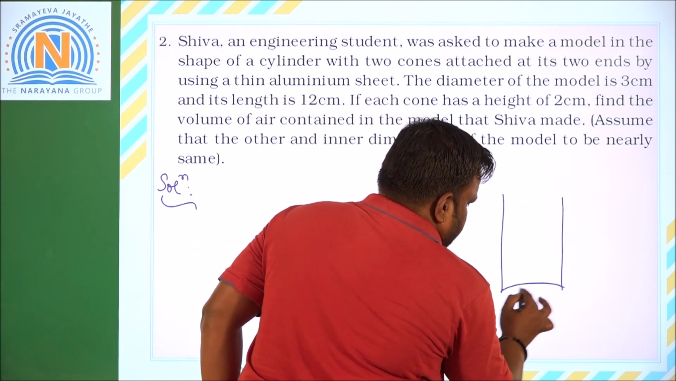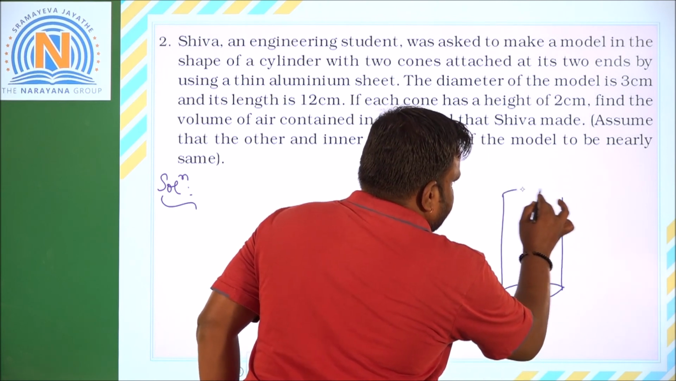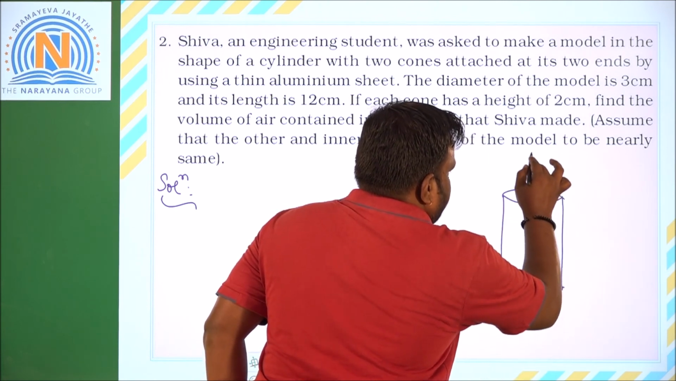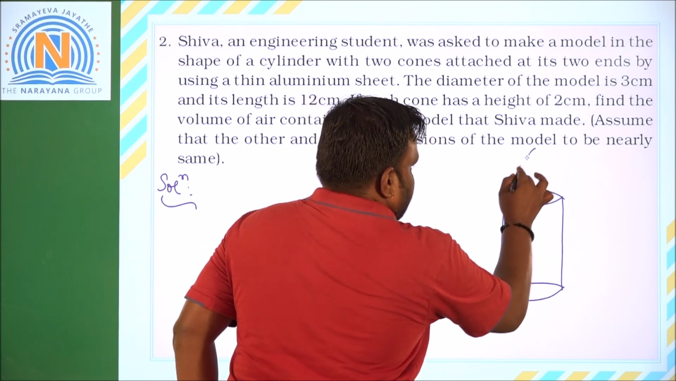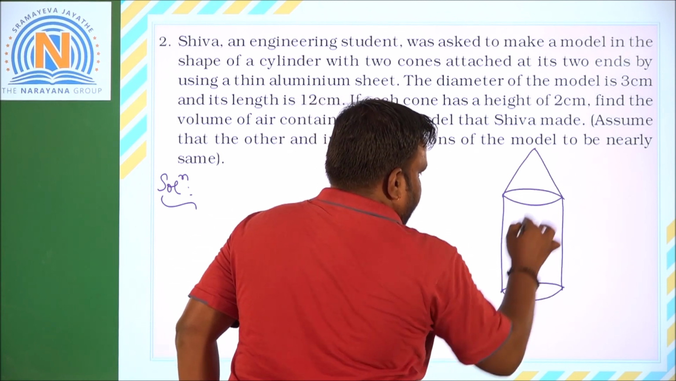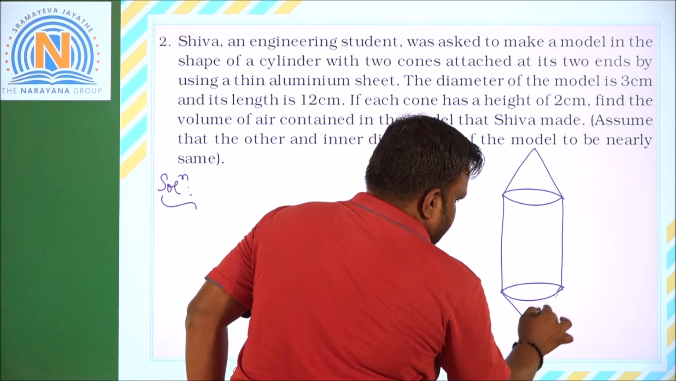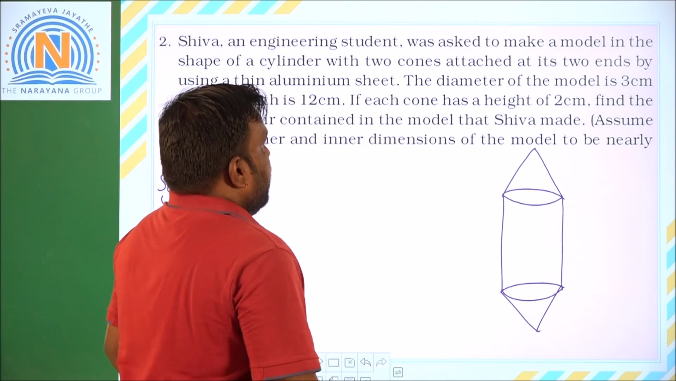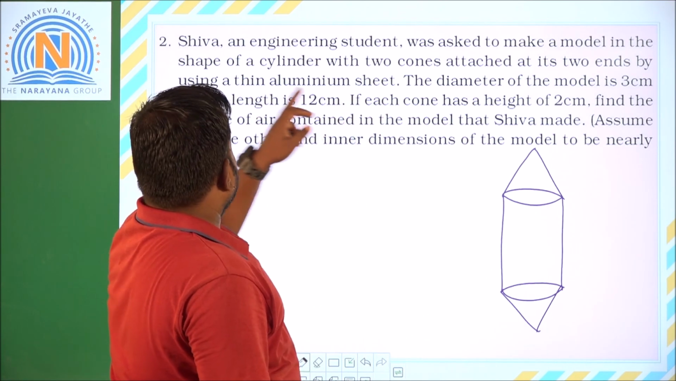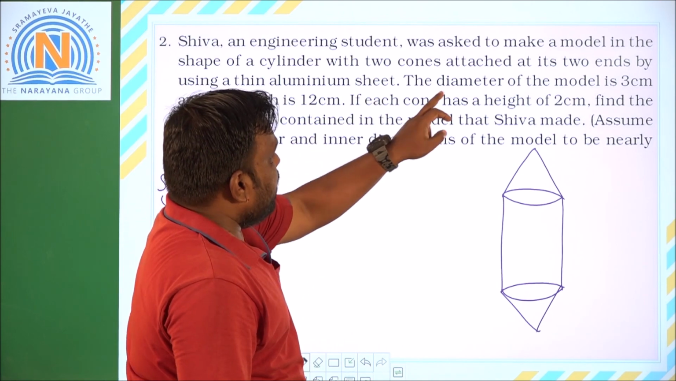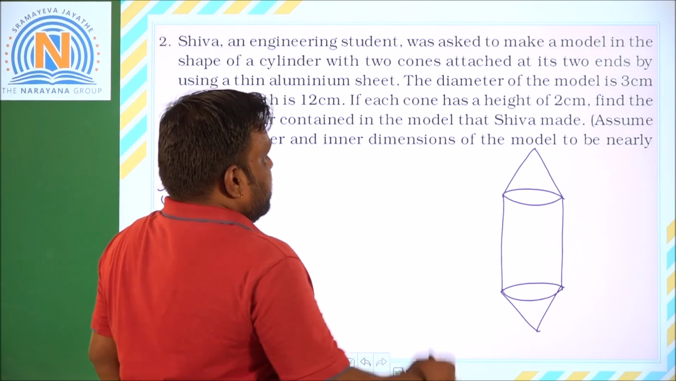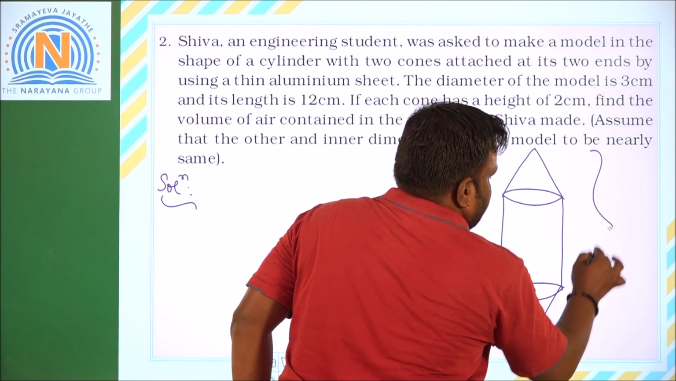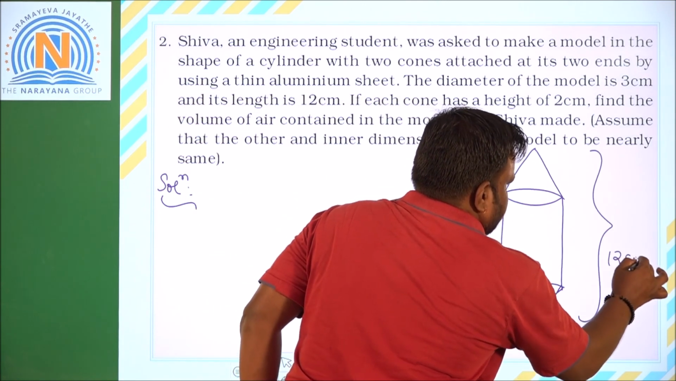First let us have the cylinder part. On this we have two cones. This is the first cone on one end and one more cone on the other end, attached to the ends by using a thin aluminium sheet. The diameter of the model is 3 centimeters and its length is 12 centimeters. This complete model length is 12 centimeters.